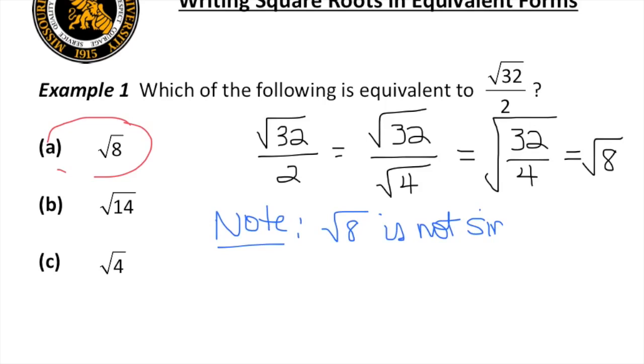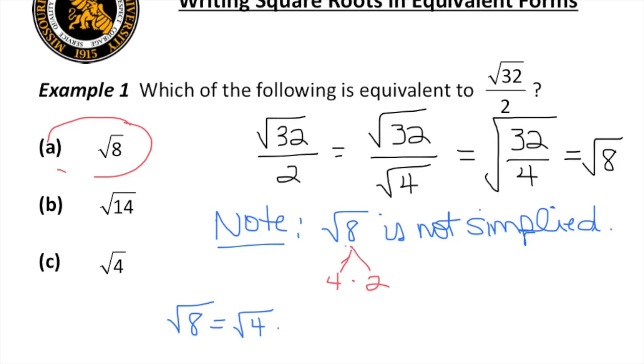So if the instructions say to simplify, then we would need to do a little bit more. 8 is not a perfect square, but 4 is. And 4 times 2 gives us 8. So the square root of 8 could be written as the square root of 4 times the square root of 2, or simplifying the square root of 4, our final answer would be 2 times the square root of 2, and that is simplified.